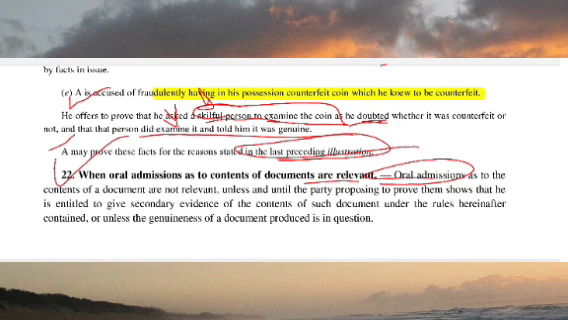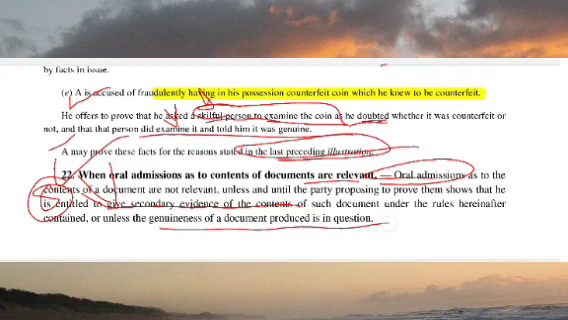Oral admissions as to the contents of a document are not relevant unless and until the party proposing to prove them shows that he is entitled to give secondary evidence of the contents of such document. This is the condition. He is entitled to give secondary evidence under the rules, unless the genuineness of the document is in question.